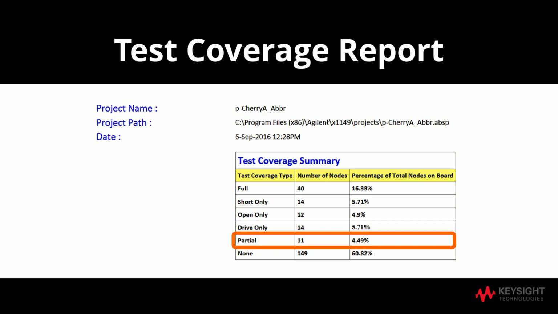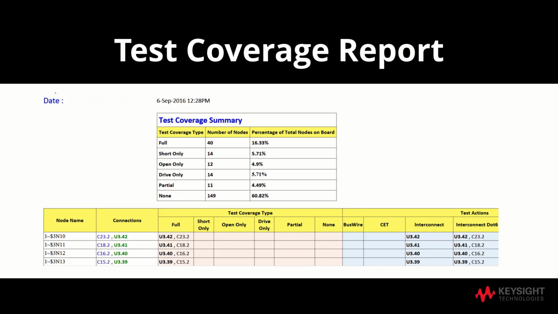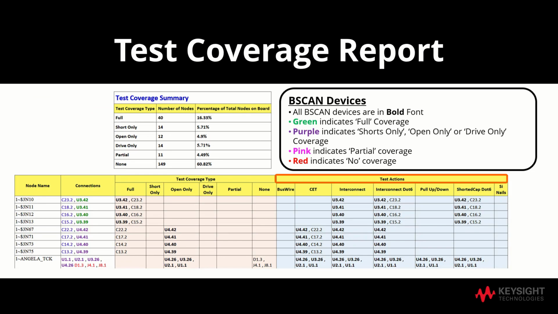For instance, when a 1.8 volt node is shorted to a 3.3 volt node, it may not detect this short because boundary scan test receiver would receive a high as expected. However, it may detect a short when this 1.8 volt is shorted to ground. This may be due to a pull-up or pull-down type of node. We also list the test actions that each of these nodes are exercised.